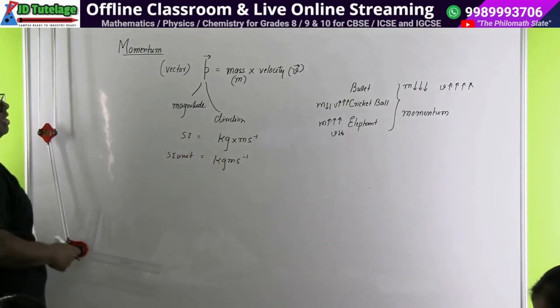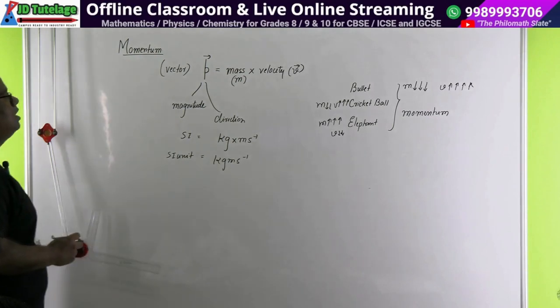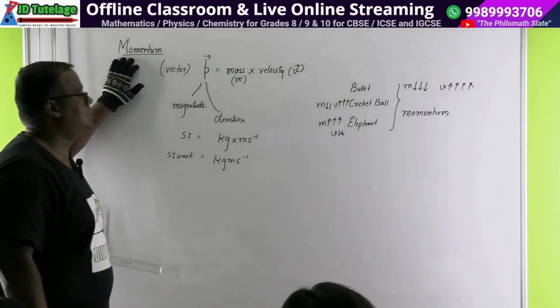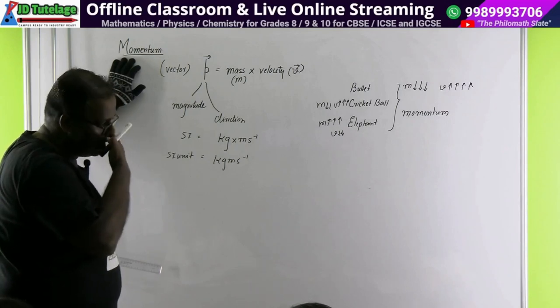Okay, a question comes to you. Define momentum, write an expression and state its SI unit. Momentum of a body is said to be the product of mass and velocity.